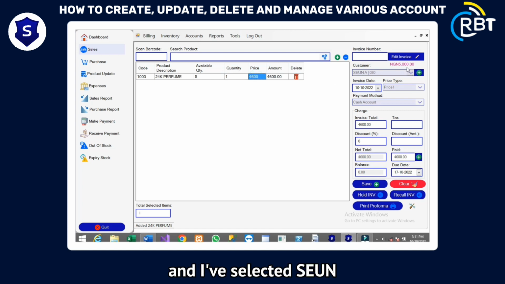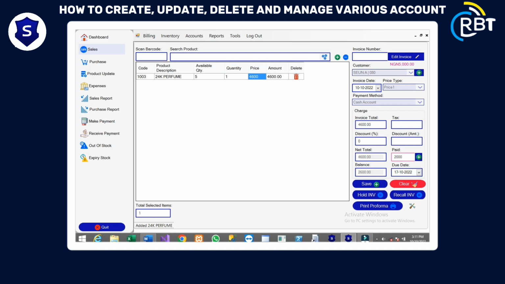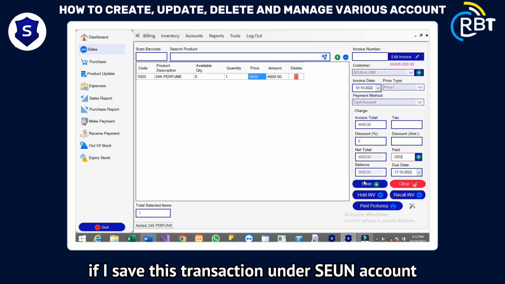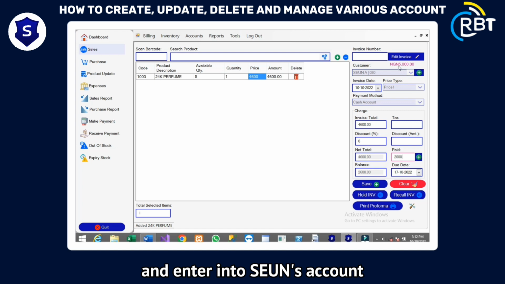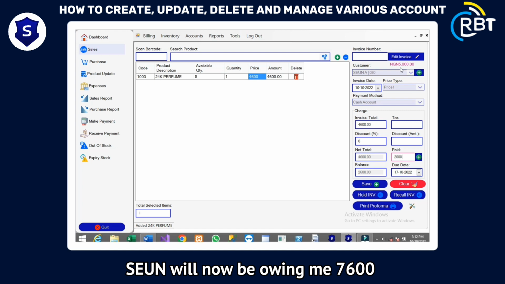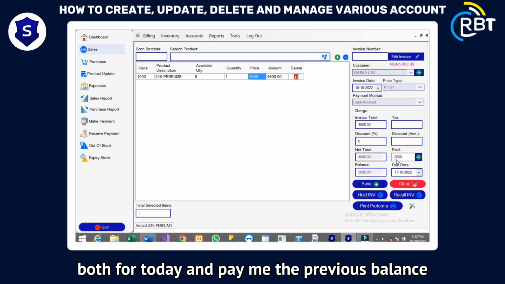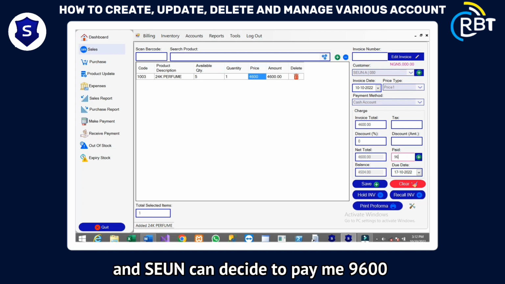And I've selected Sean. Sean is already owing me 5,000. Imagine that Sean decides to pay me 2,000 out of this. And what was the balance as at today? 2,600. If I save this transaction under Sean's account, this balance of 2,600 will go and enter into Sean's account. So at the end of this transaction, Sean will now be owing me 7,600. It's even possible that Sean decides to pay me both for today and the previous balance. So you can see the net total is 4,600, and Sean can decide to pay me 9,600.